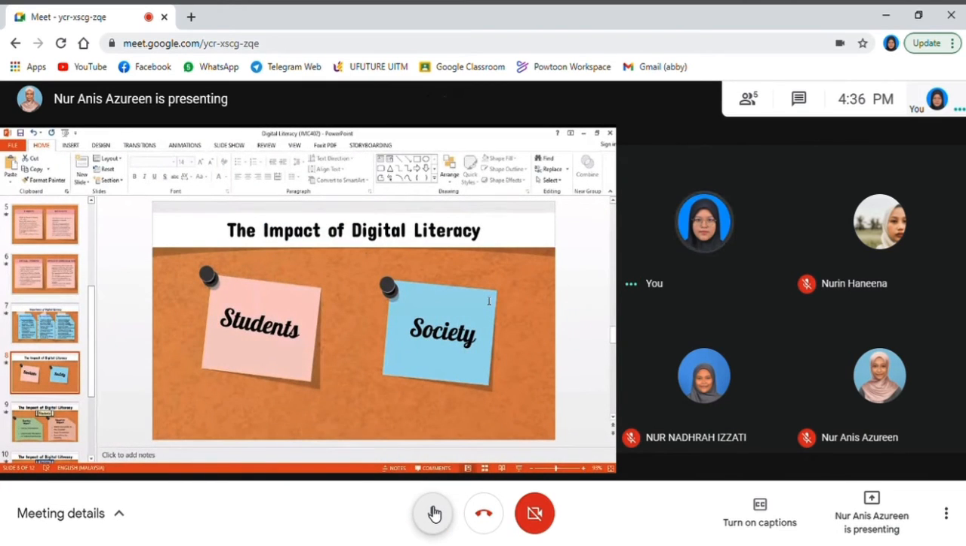I will explain more about the impact of digital literacy. The impact of digital literacy has two parts, which are students and society. So for the next slide, I will explain more about the impact on the student. Next slide.